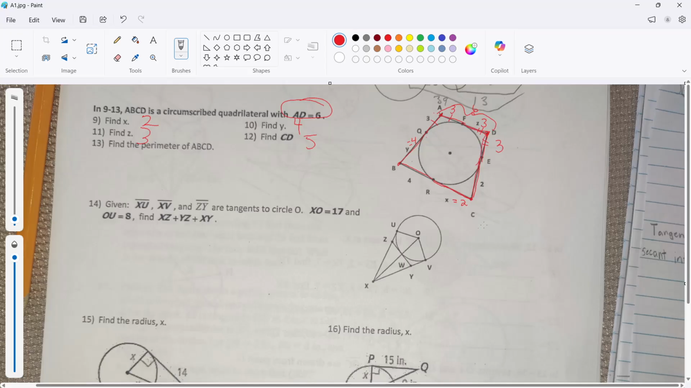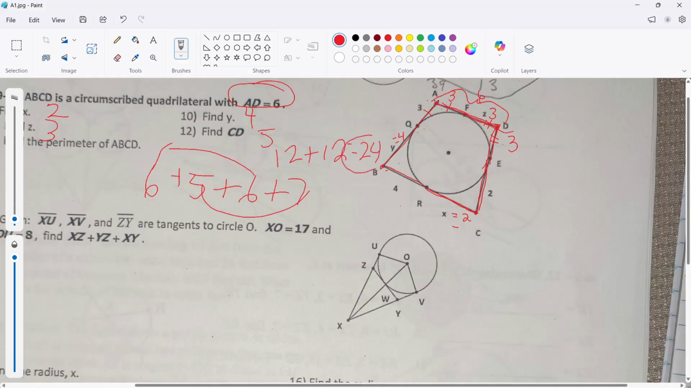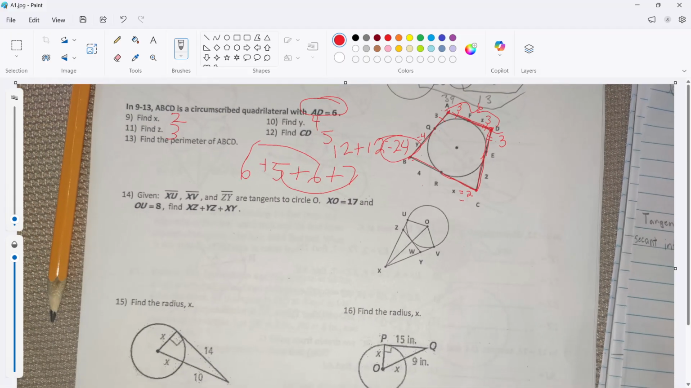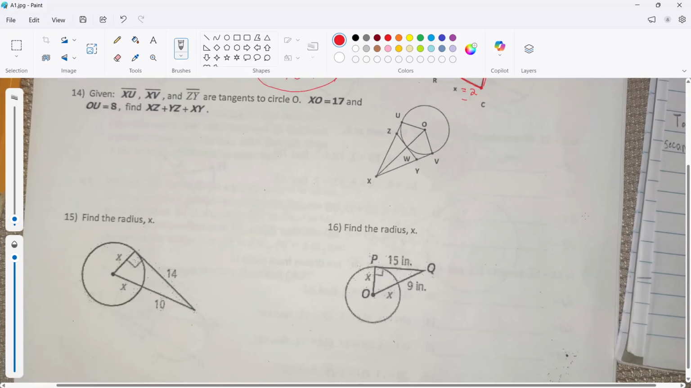And then the perimeter. The perimeter is going to be 6 on the top, plus 5, plus 2 and 4 is 6, plus 4 and 3 is 7, and that comes out to 12, 12, plus 12 equals 24. So the answer for number 13 is 24. X is 2, Y is 4, Z is 3, CD is 5, and the perimeter is 24. Whatever units. They don't say inches or yards.